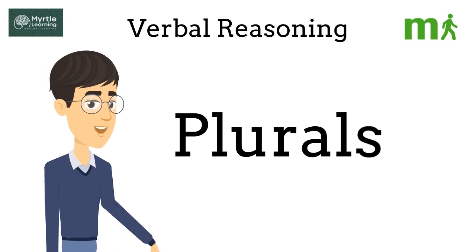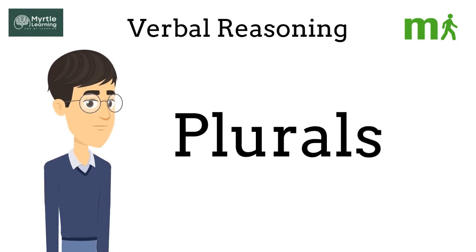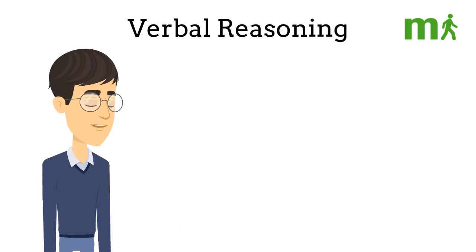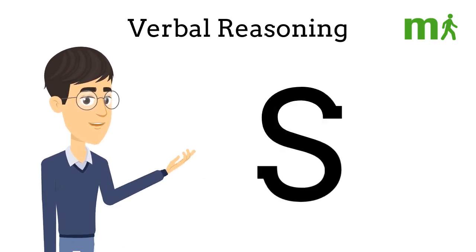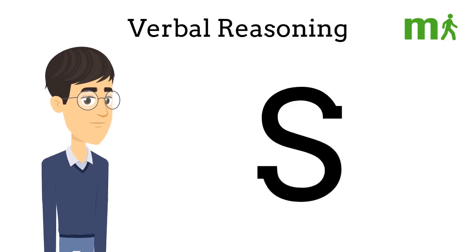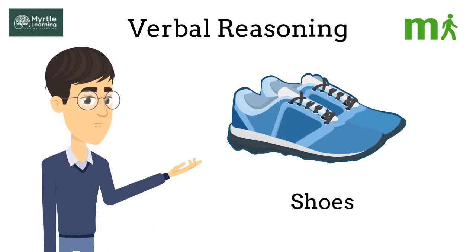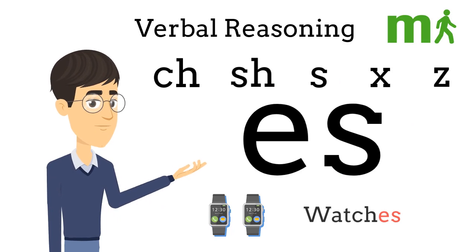In this English verbal reasoning video, we're going to look at plurals. In simple terms, plural means more than one. Most plural words are formed by adding an s to the end of the word. For example, shoe becomes shoes. But not all plural words end in s.